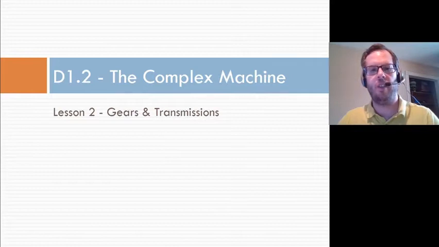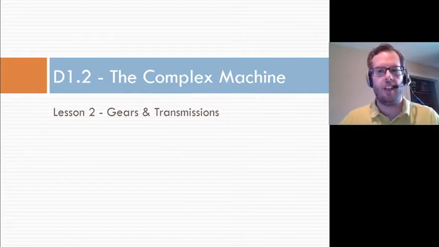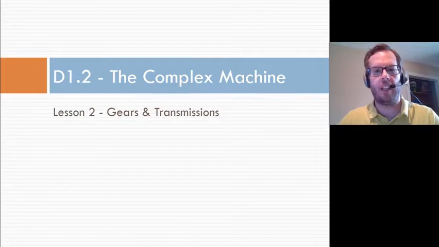This is lesson 2 of the complex machine. In the last lesson we talked about the complex machine and we deconstructed the bicycle to look at the different subsystems that made up the bicycle. Today we're going to specifically look at gears and transmissions and what they do as a subsystem for the complex machine, and what kind of complex machines they would be used in.